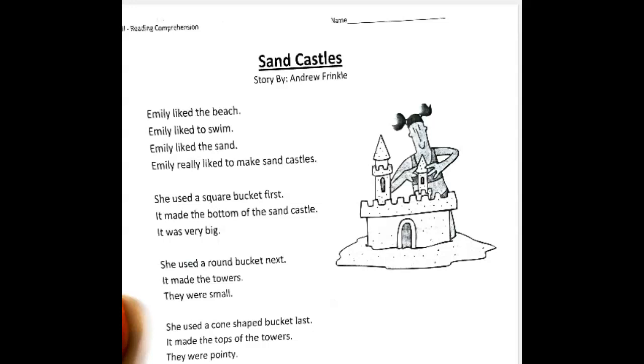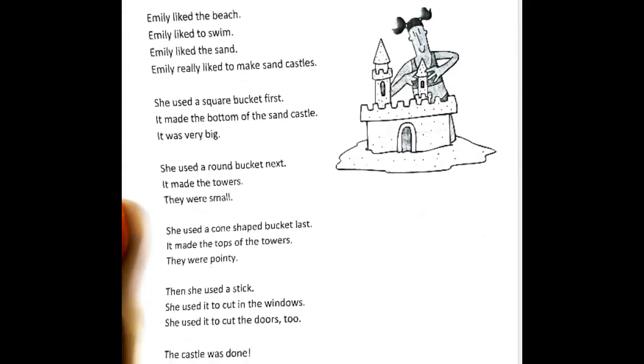Sandcastles. Emily liked the beach. Emily liked to swim. Emily liked the sand. Emily really liked to make sandcastles. She used a square bucket first. It made the bottom of the sandcastle. It was very big.